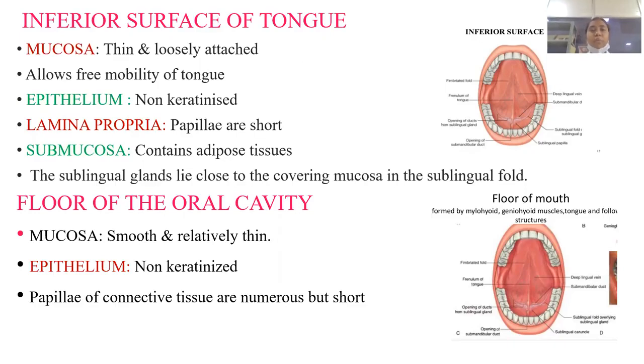Next, floor of the oral cavity. Here the mucosa is smooth and relatively thin. Epithelium is non-keratinized and the papillae of connective tissue are numerous but short. Here we can see in this picture of floor of mouth the frenulum of tongue, and the floor formed by mylohyoid and geniohyoid muscles, tongue and its following structures.